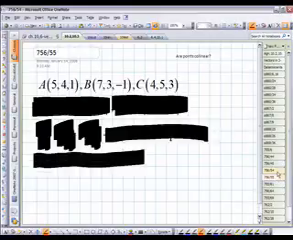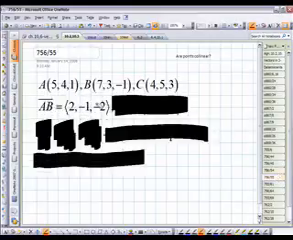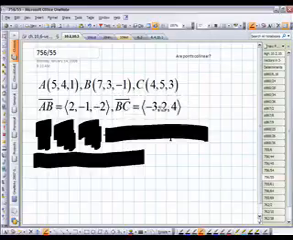In this case, we wonder if these 3 points are collinear. So again, we find vectors joining 2 of them. So A to B is this vector, and then B to C is this vector, and then we simply find out if these vectors are parallel or not. If they are, the points are collinear.